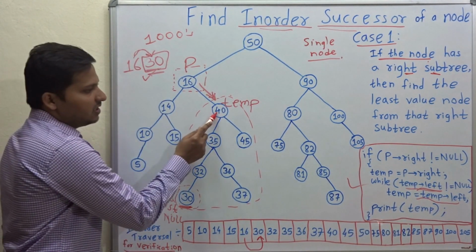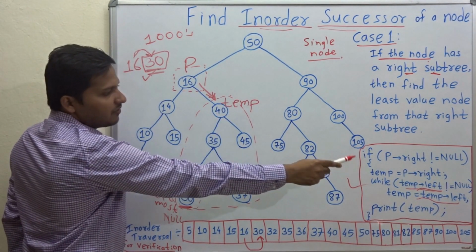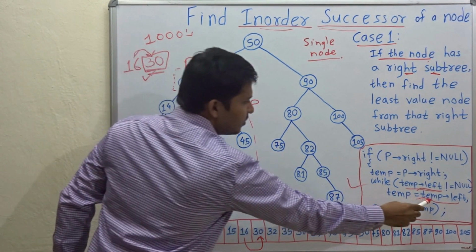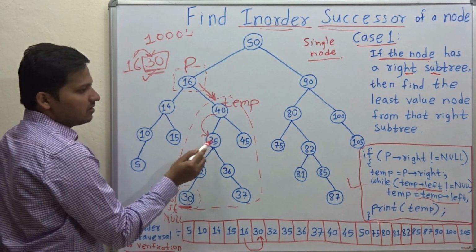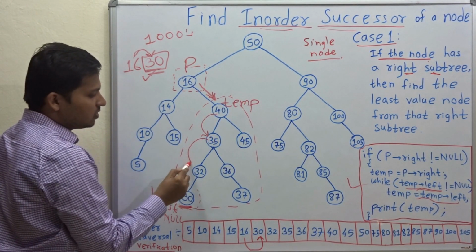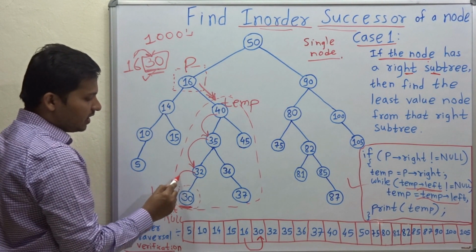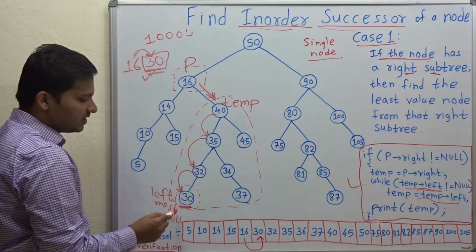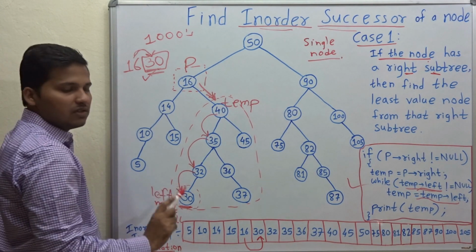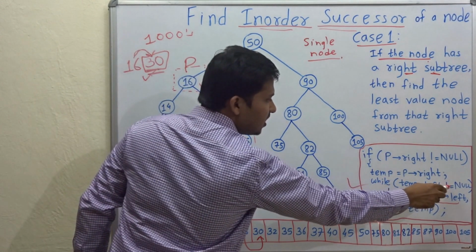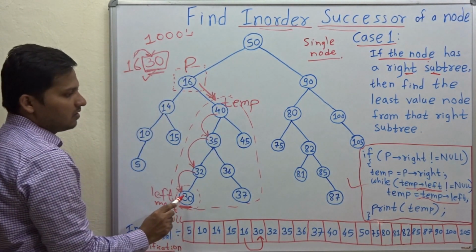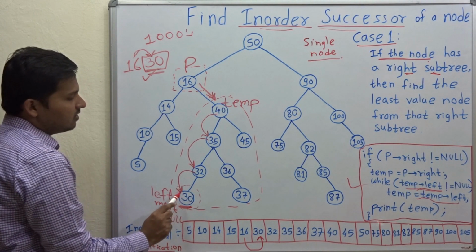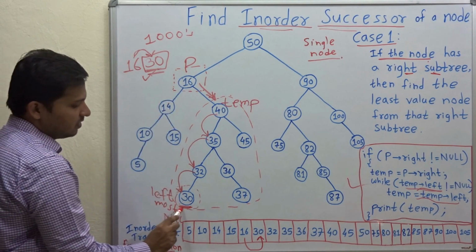See, so for 40, temp points left is not equal to null, so go to left. Temp equal to temp points left. Again, temp points left is not equal to null, so go to left. Again, go to left. Now temp points left is null, so stop here. And this is your in-order successor for the node P.